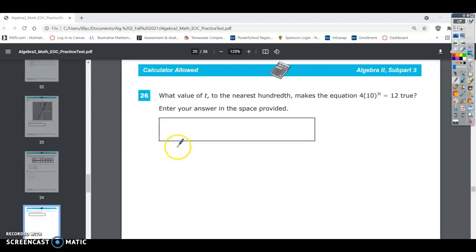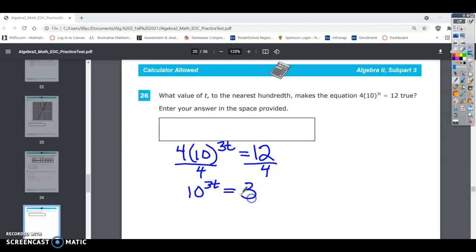Alright, so the first thing we need to do is rewrite this so that we can solve. So we can get rid of this 4 by dividing on both sides. And 12 divided by 4 is 3. Now we have an exponential equation. So this is an exponent, that's my variable, so I know it's exponential. So I can rewrite this as a logarithm.